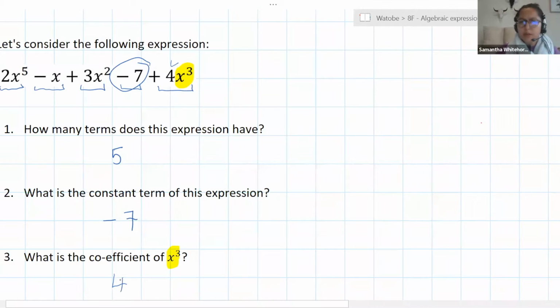Now, if you put the plus, that's absolutely fine. That doesn't matter, but you don't need to. The only time it's really important that we put in the sign is if it is a negative. Other than that, don't stress about a plus.